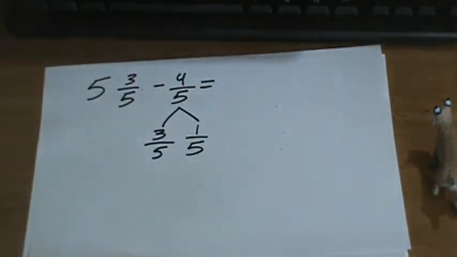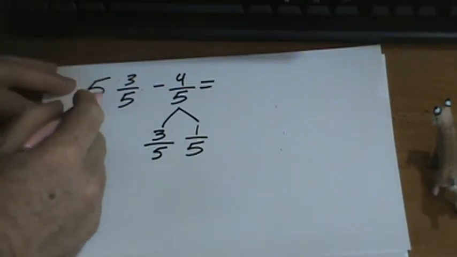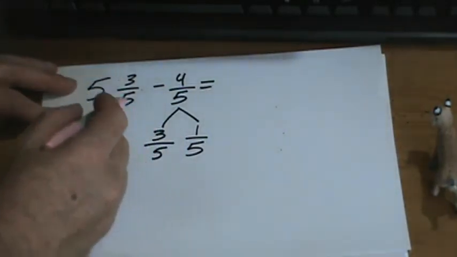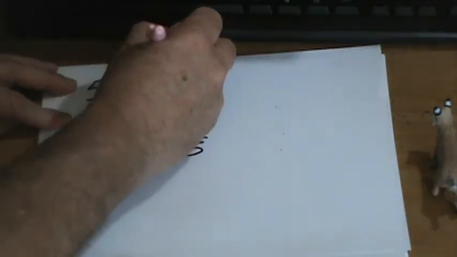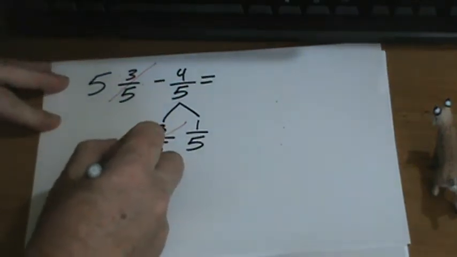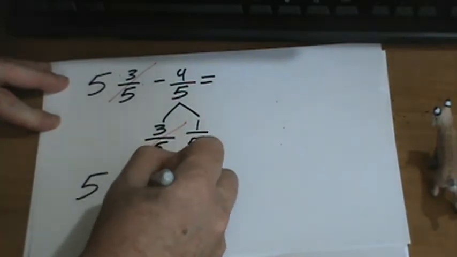Why do you think I chose 3 fifths? Well, we're subtracting, right? So now I can go, okay, 5 minus 3 fifths minus 1 fifth. I could go ahead and eliminate the 3 fifths, right? So now all I'm left with is 5 minus 1 fifth.